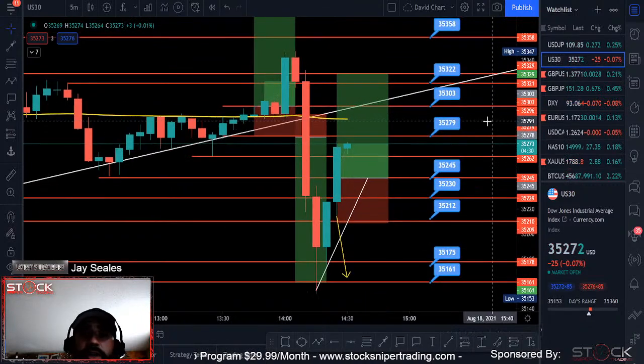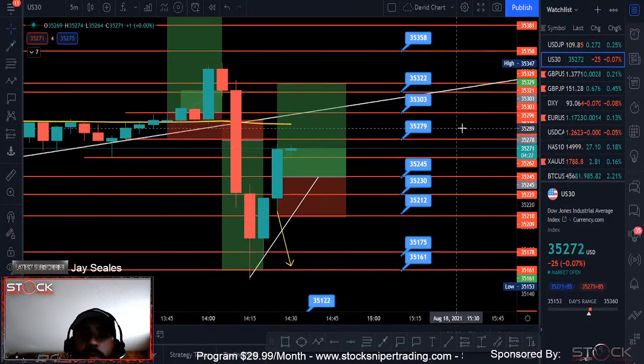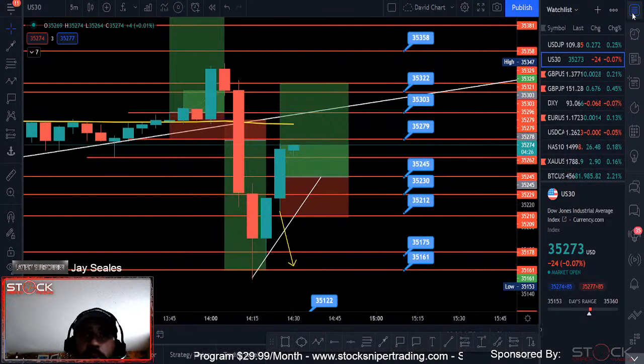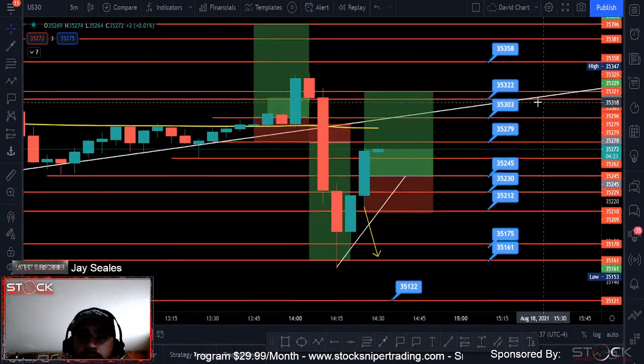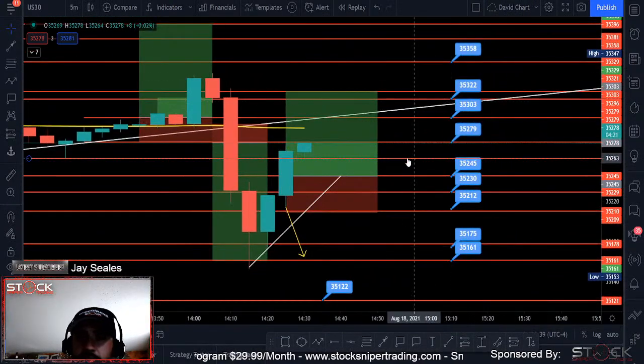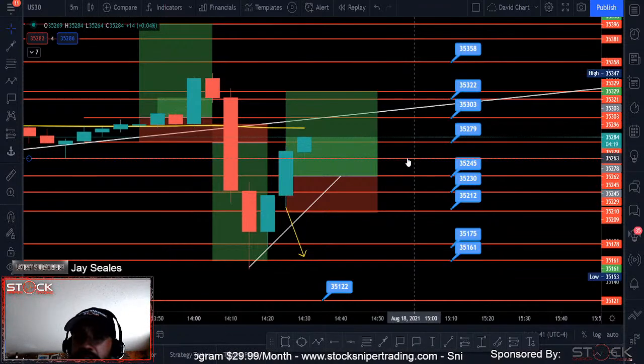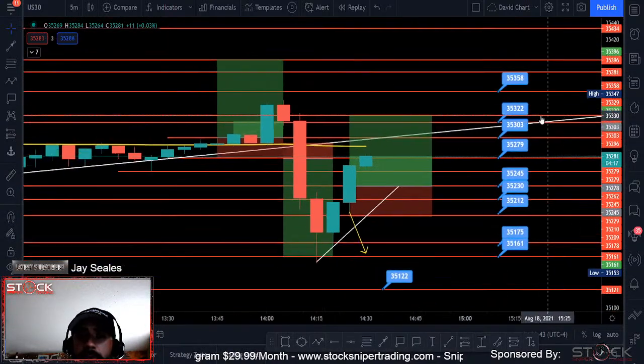And then US 30 is still holding in that buy. See how they push it up, guys? This is that support I'm telling you about. They're holding good support at that 35,263 area, and now they're walking up.